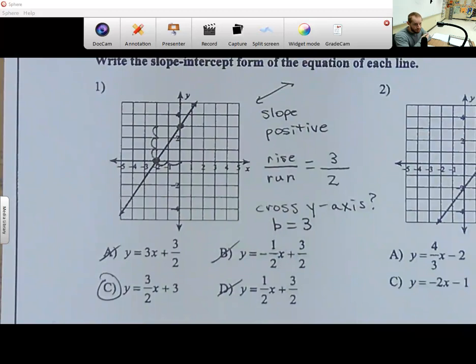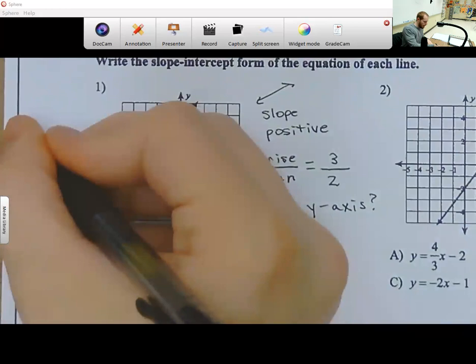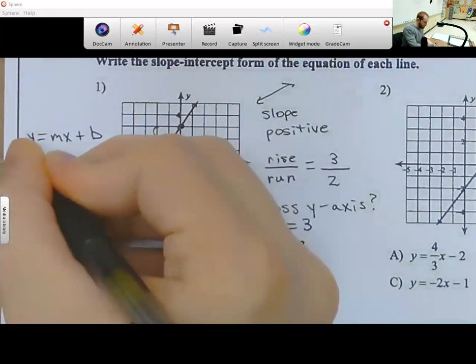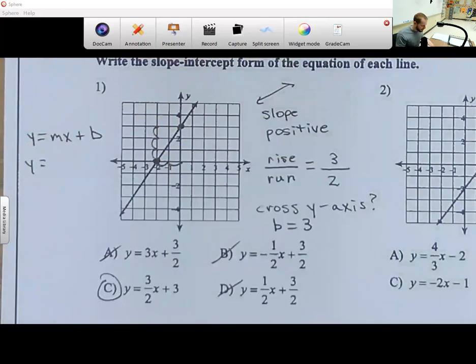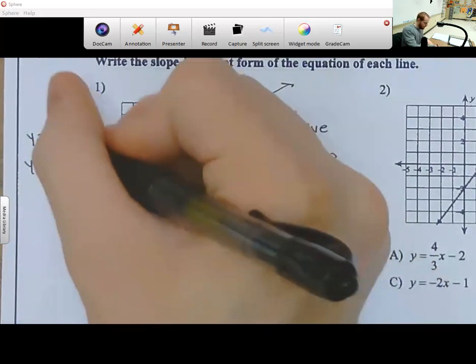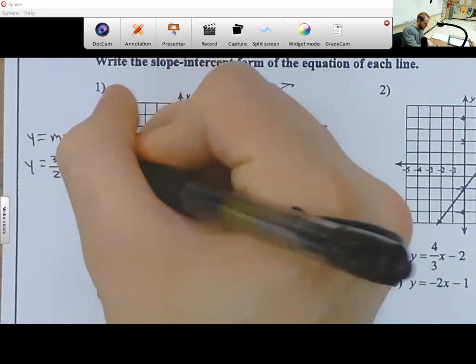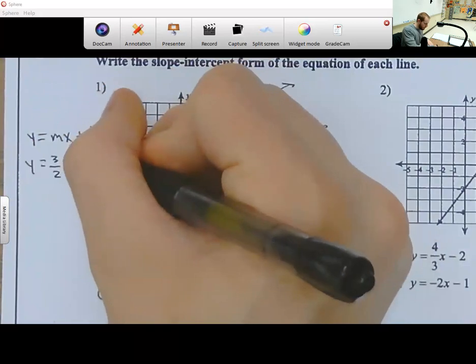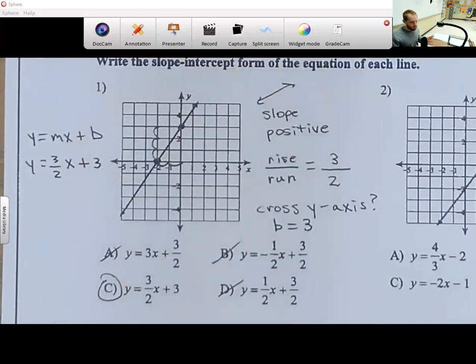So now that we know what the m is and we know what the b is, we can write out our equation as y equals mx plus b. So y equals, okay, what is m? 3 over 2. So 3 over 2 x plus b. And b is 3, so I'm going to put in 3. So that's why C is the right answer and why the other ones don't make any sense. Okay.